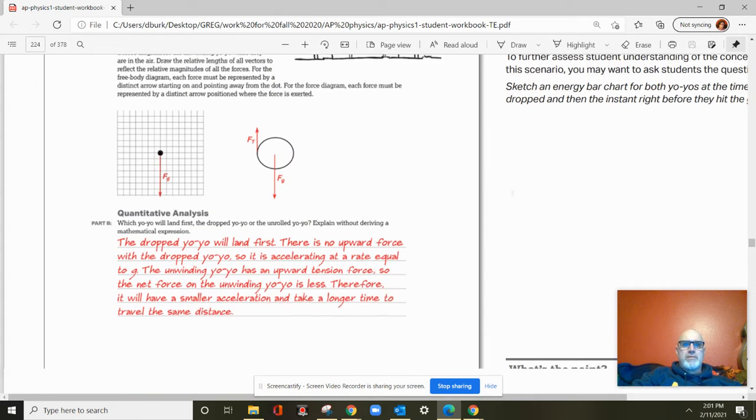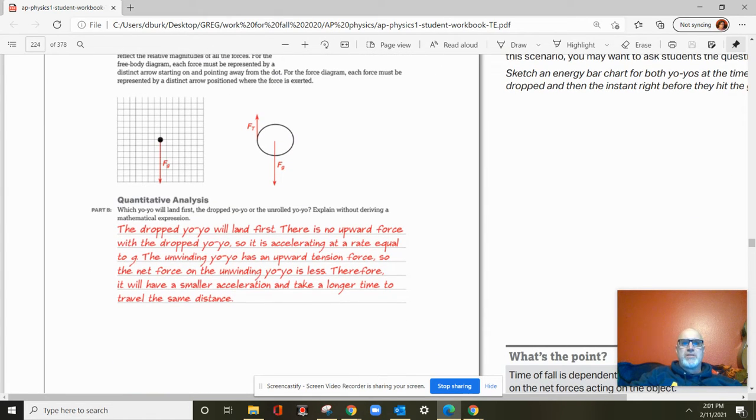All right. So which yo-yo will land first? Well, I'm thinking the dropped yo-yo will land first because it's just being yanked down due to gravity, whereas the other yo-yo has got a tension force pulling up on it, slowing it down.